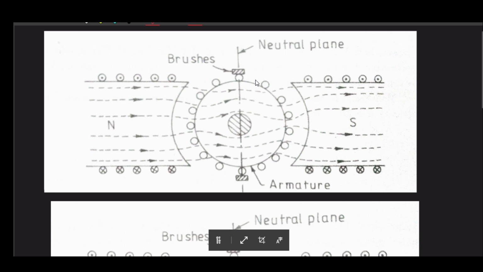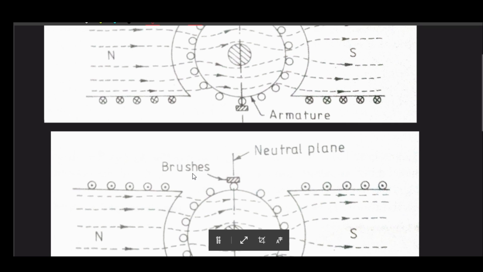So in that case, the brushes are going to commutate the coils that are in the interpolar region.